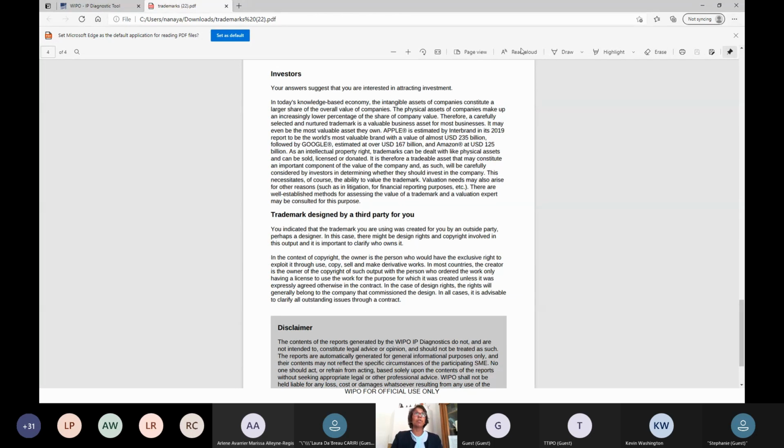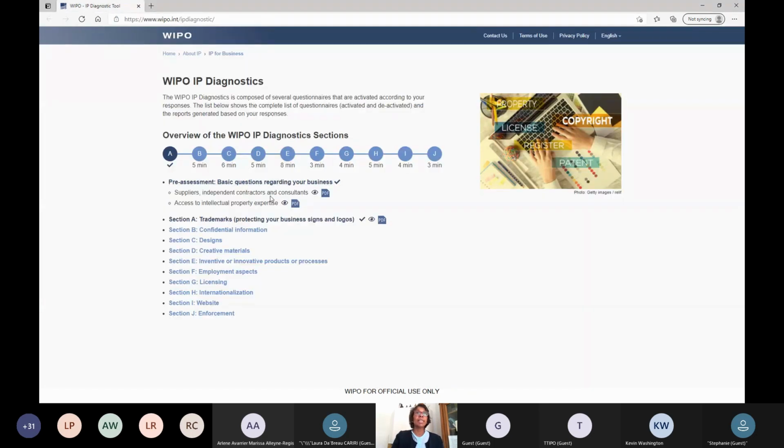And so if you do all 10 sections, so if I will close this now, you will see that you will get something like 4 or 5 pages for each section, and roughly you will have something like a 40-45 page report that gives you a comprehensive overview of all of the IP issues that pertain to your business. And you also see here that already in doing the pre-assessment, there are already 2 reports that are available for you.